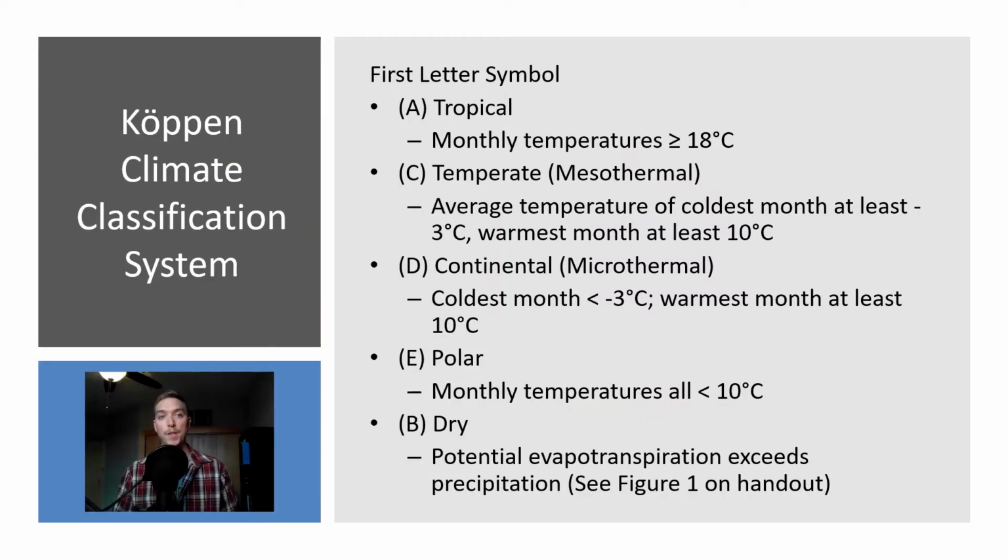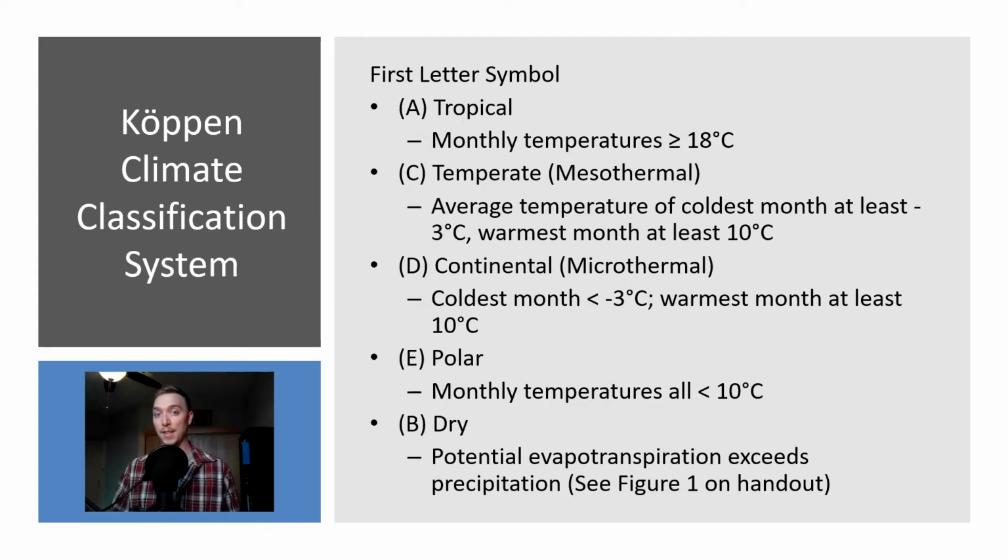So here we see the first letter symbol. A is for tropical climates with monthly temperatures greater than or equal to 18 degrees Celsius. C is for temperate or mesothermal climates with average temperature of the coldest month at least -3 degrees Celsius and the warmest month at least 10 degrees Celsius.